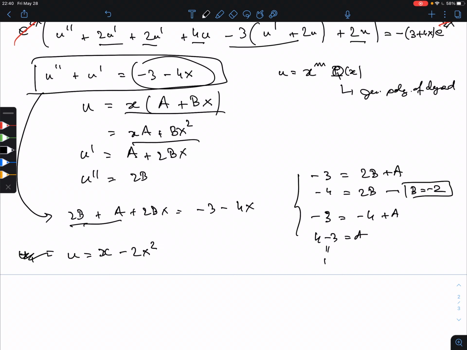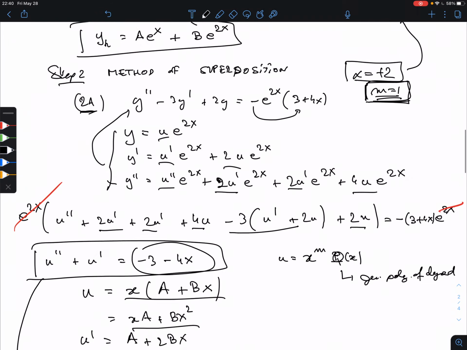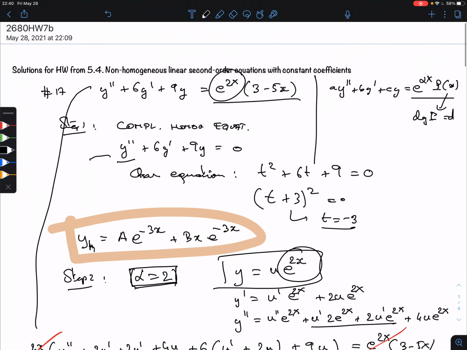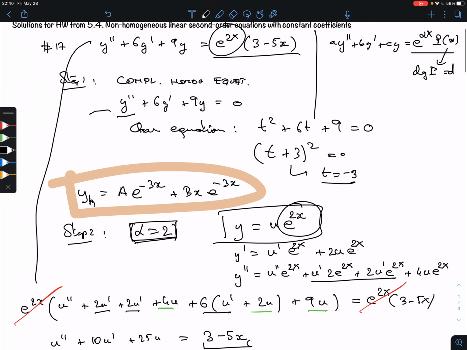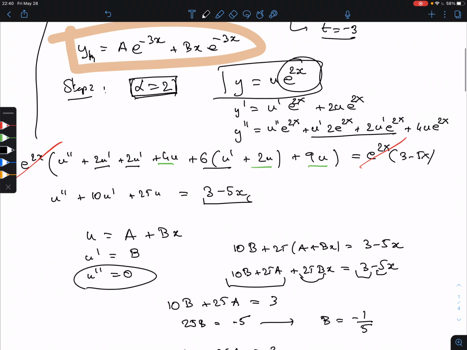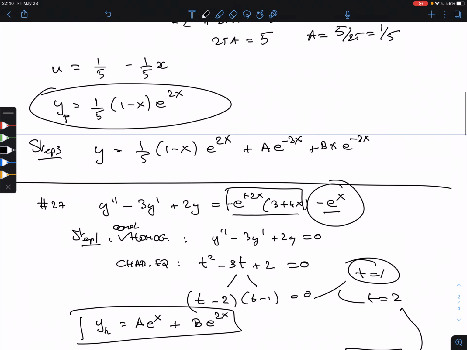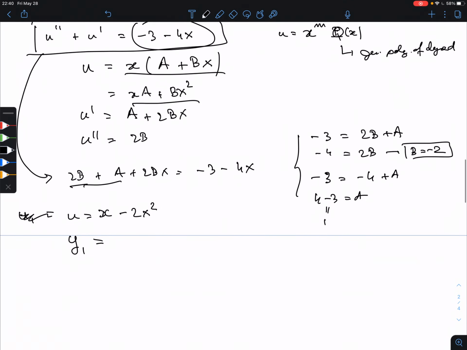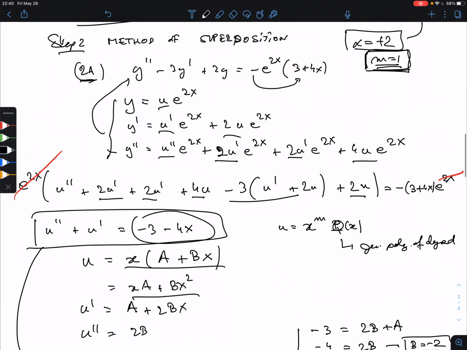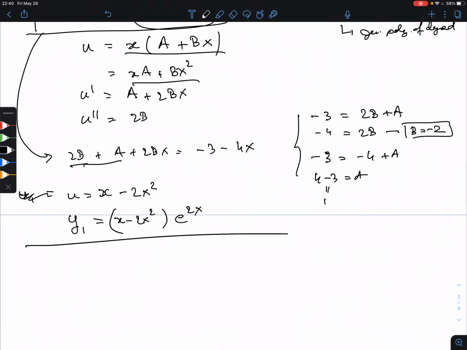Now, this is the solution for the first part. Remember, we have this forcing function that we have split into two different ones, and we have to solve each separately. So this one is solved now, and it is equal to x minus 2x squared times e to the 2x. That is y1. Now we need to do the same thing for this equation.